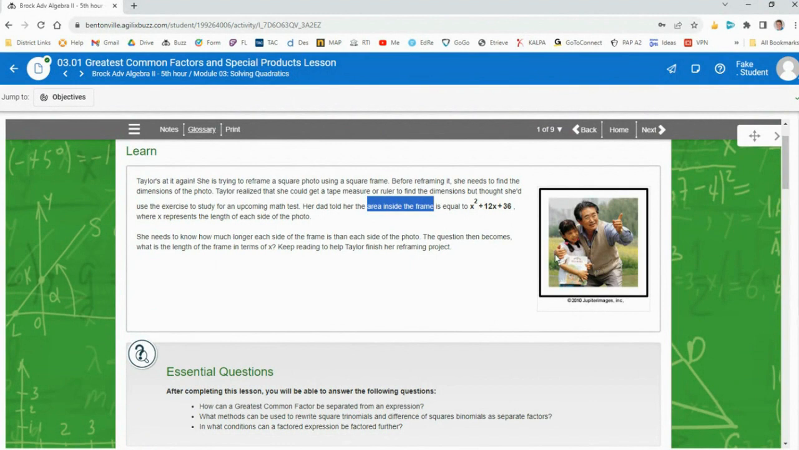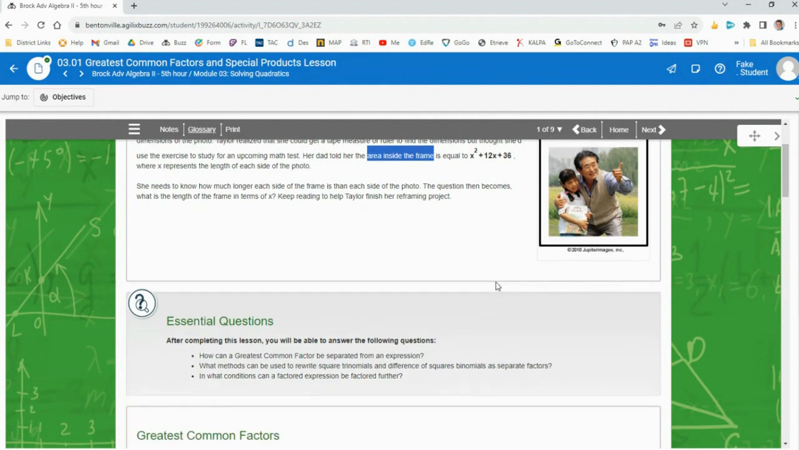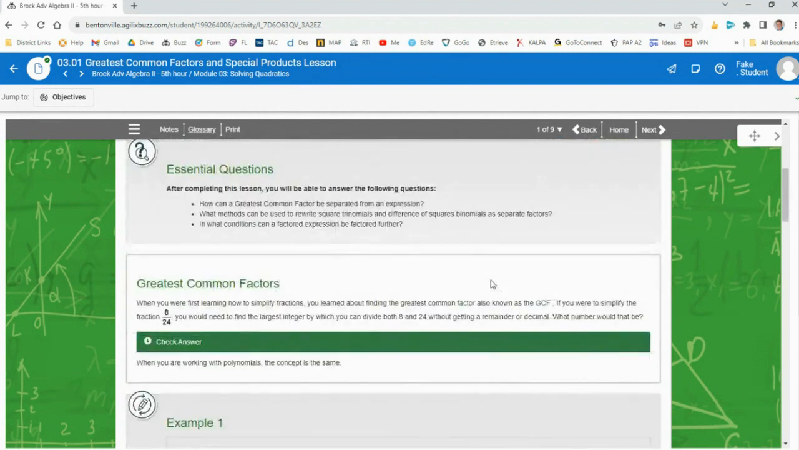So she needs to know how much space is between the photo and the frame. How much longer is each side of the frame than the photo? So what is the length of the frame in terms of x? They'll get to that.